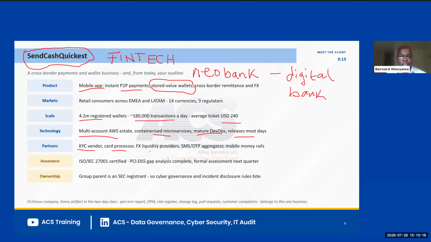You have card processing, forex liquidity, SMS audit, OTP, mobile money rails, and most of these are specific to different countries or different geographies.